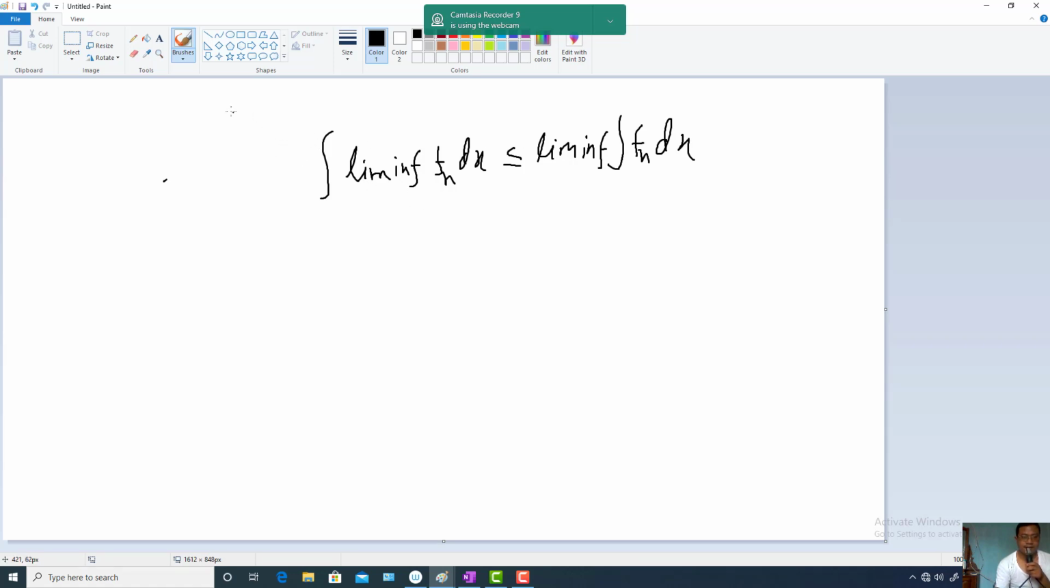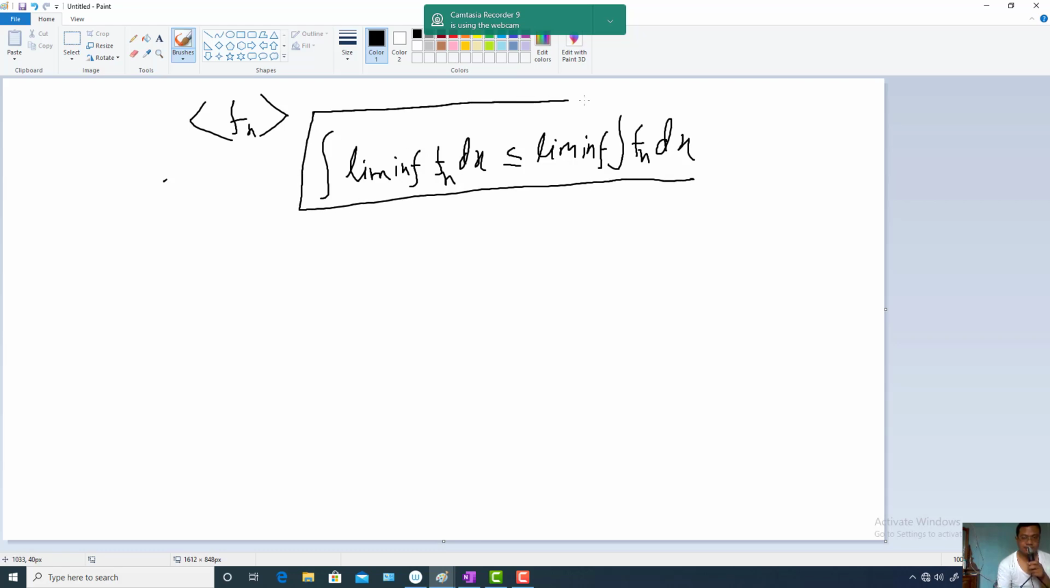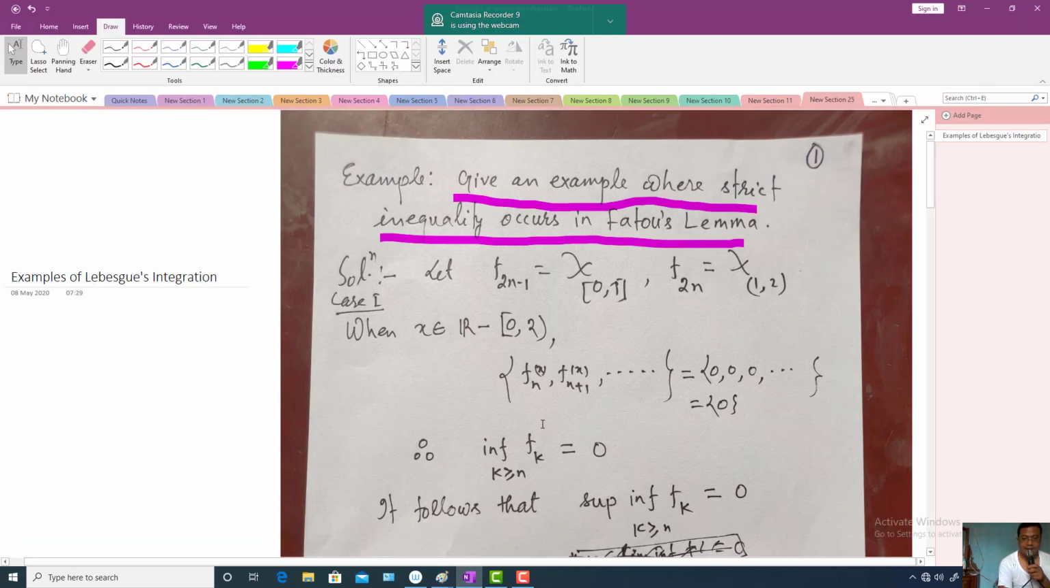What is this? f_n is a sequence of non-negative measurable functions. This is true. So this is a less-than-or-equal inequality. Most of the time it is equal, but we want to give an example where the strict inequality happens, meaning this side is strictly less than this side. So we want to give an example of that theorem. Okay, so let us see one by one.